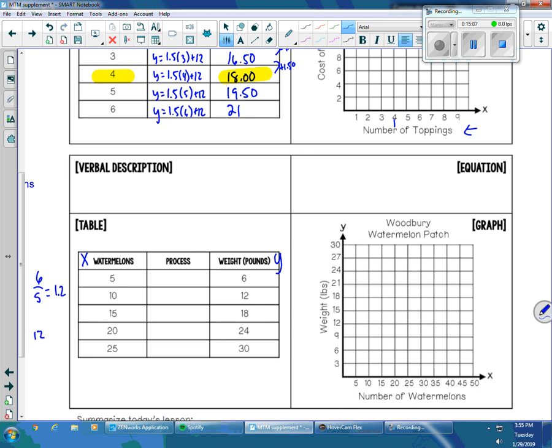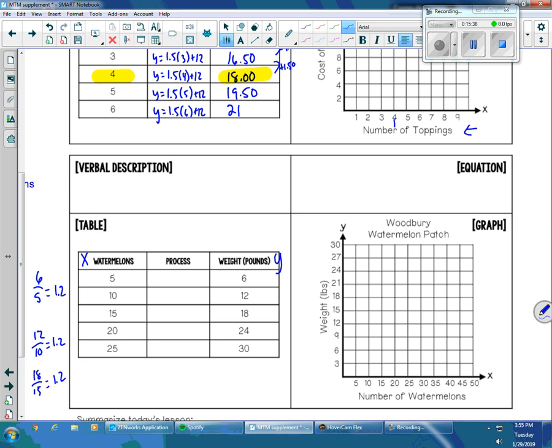So 12 divided by 10, let's see what I get there. 12 divided by 10 is 1.2. Okay, good. I'm still proportional. 18 divided by 15, 1.2. I'm just checking all of them real quick. 24 divided by 20, yep, 1.2. And then, of course, 30 divided by 25. I'm taking my y, dividing it by my x. I get 1.2. That means this is a proportional relationship.